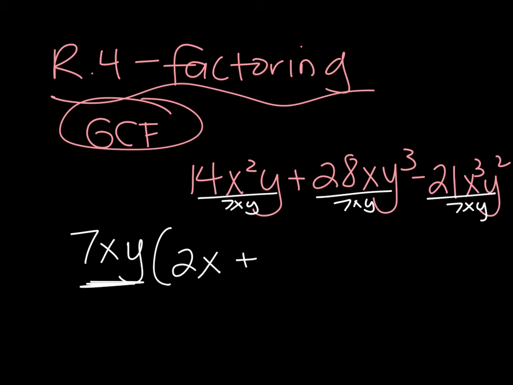Plus 28 divided by 7 is 4. X to the first, and the bottom and the top cancel out. Y to the third on the top, y to the first on the bottom leaves you with, good, y squared. And then there's a minus here, you don't lose it, negative 21 divided by 7 is 3. X to the third on the top, x to the first on the bottom leaves you with x squared. Y to the second on the top, y to the first on the bottom leaves you with a y.